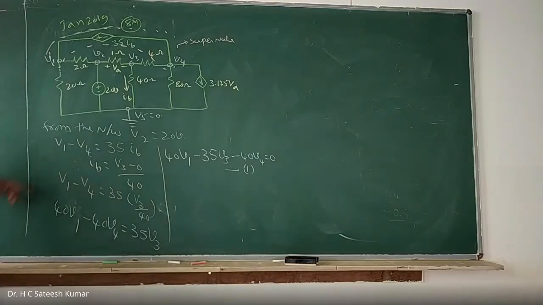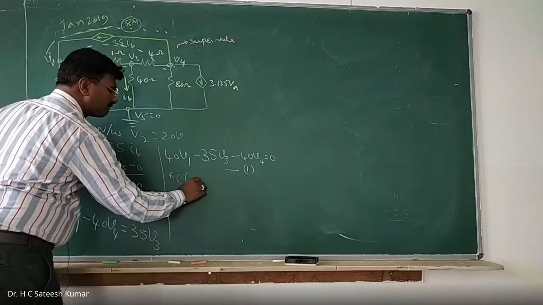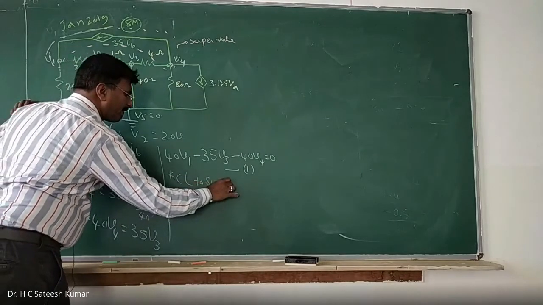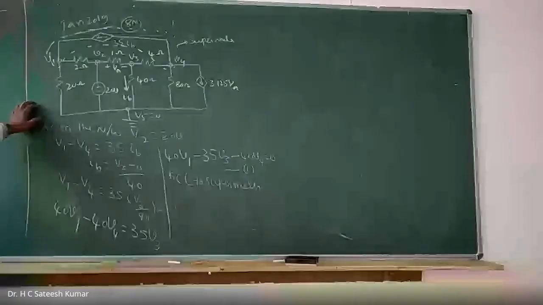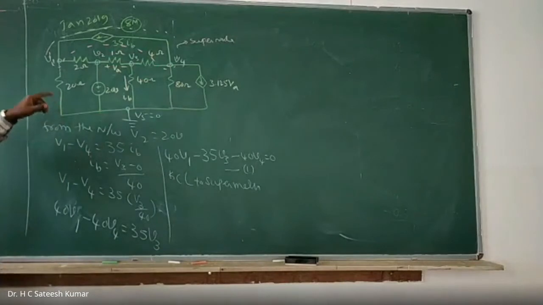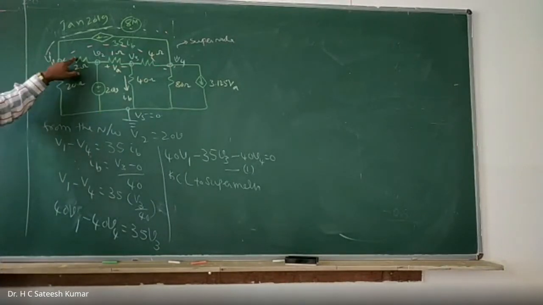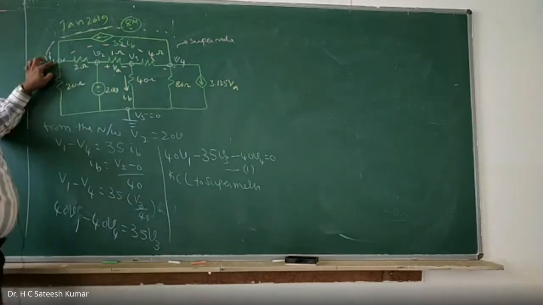Next, KCL to the super mesh. Now you take this one and this one combined together, it becomes a super mesh. How many terms should you get? 1, 2 elements, 1, 2, 3 elements. Total 5 terms you should get. So start with this one.